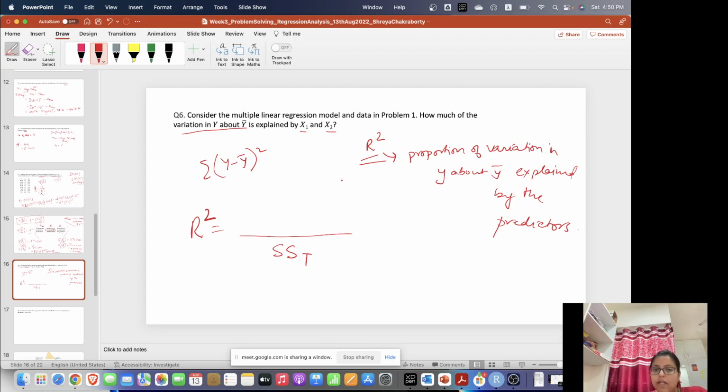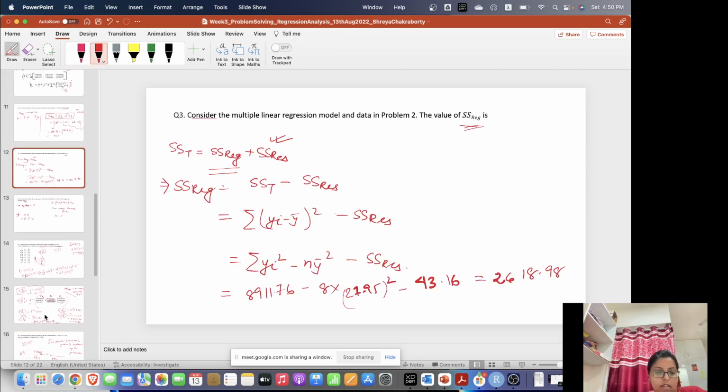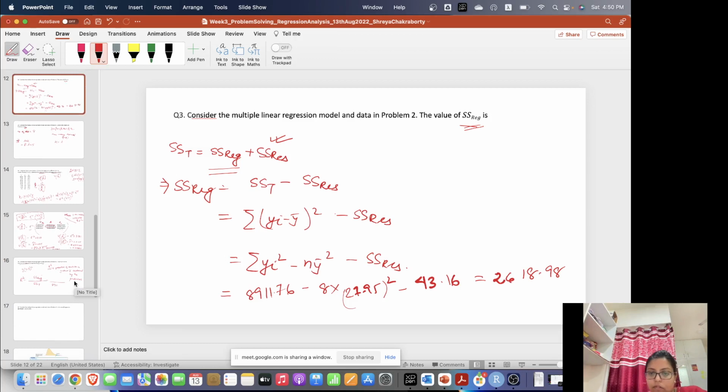Okay, so R square is basically sum of squares due to regression divided by total sum of squares. How much of the total variation is explained by our regression? The total one was 8911 point something. What was that? 8911.76. No, this one minus this.